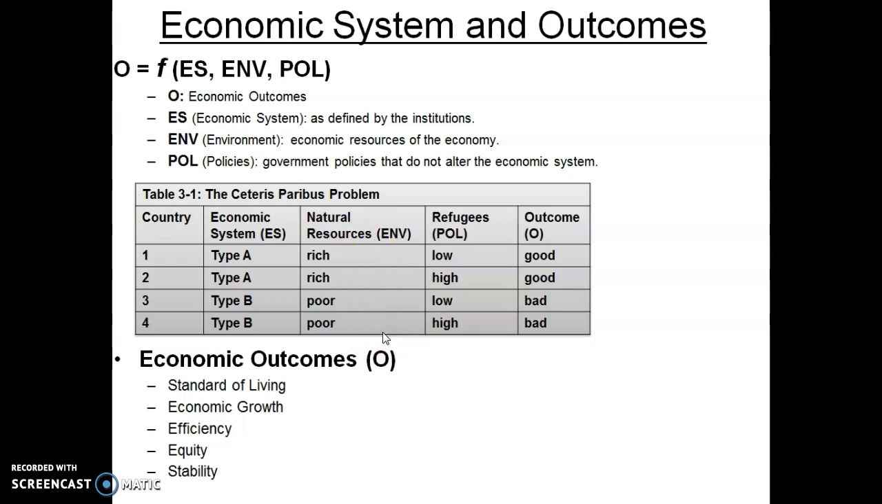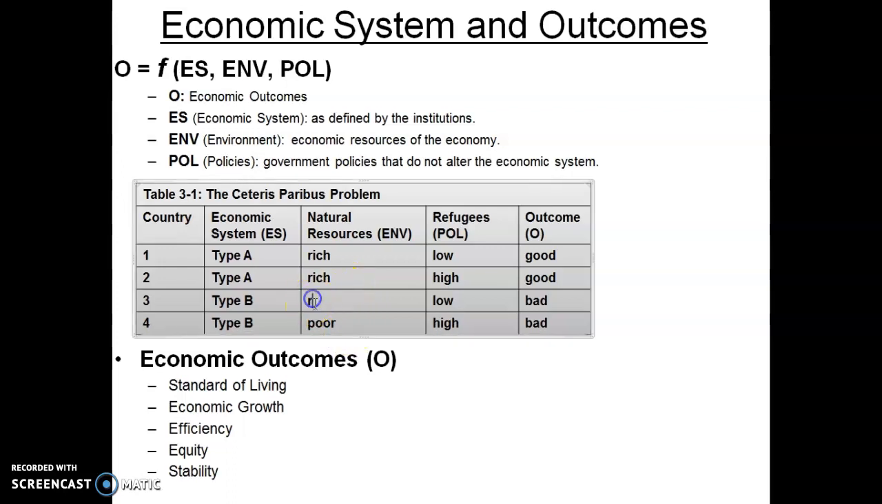But let's change that. Let's say that we go out and we collect data and all the countries that we get, 1 through 4, are actually rich. So we can change this to rich, and we can change this to rich.